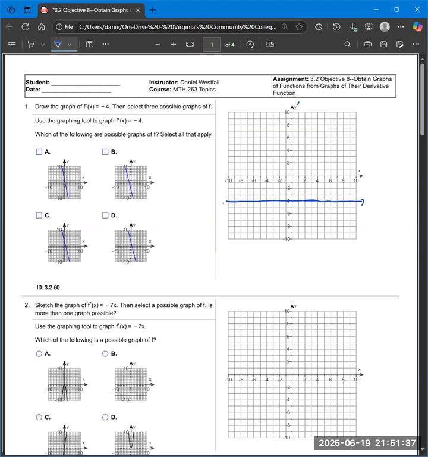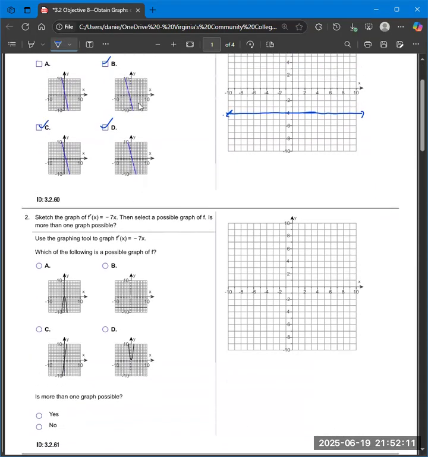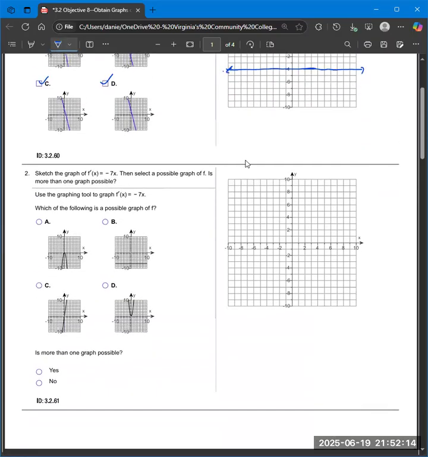Doing my best. There we go. Hard to draw without a ruler. And then any of our functions here that have a slope of -4, which would be all of these parallel lines B, C, and D, but not A because it has a different slope, are all potential graphs which could be obtained from this derivative, or that this derivative could be the slope of the derivative of those functions in those graphs, I guess I should say.